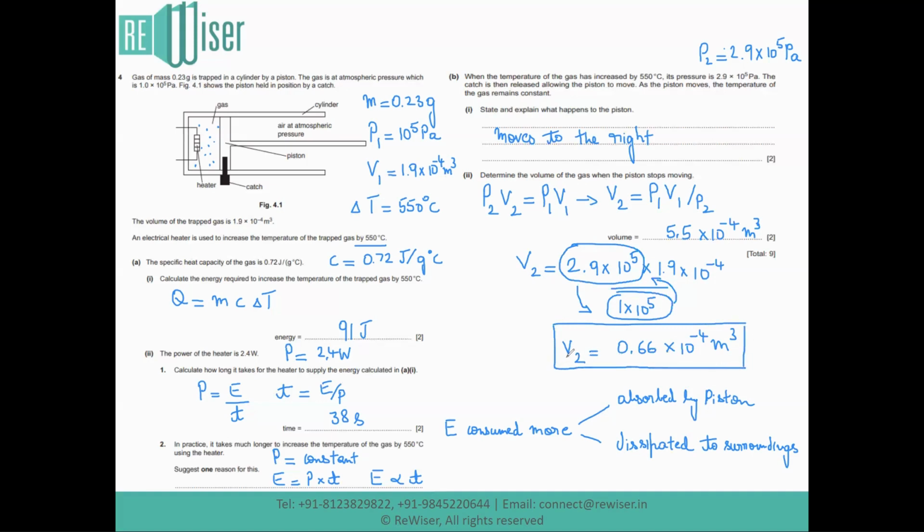And this makes sense because since temperature is a constant, pressure P is inversely proportional to volume, which tells us that when pressure increases, the corresponding value of volume should decrease. Correspondingly, the volume decreases from 1.9 into 10 power minus 4 meter cube to 0.66 into 10 power minus 4 meter cube, which is by a factor of 2.9, the same factor by which pressure has increased.